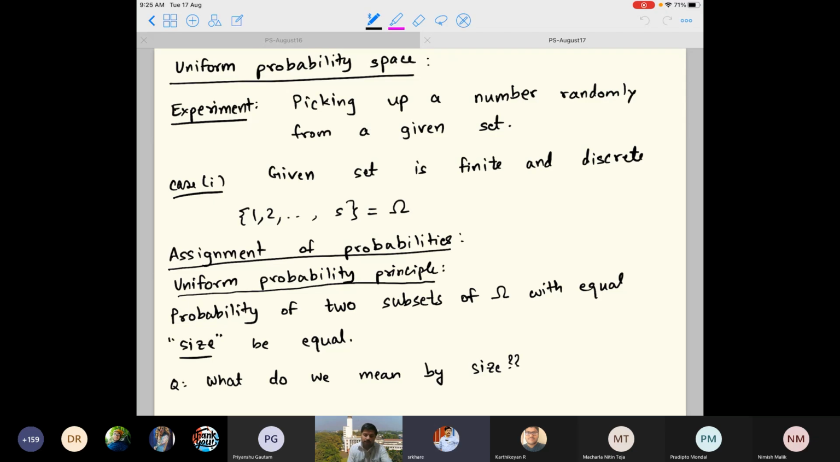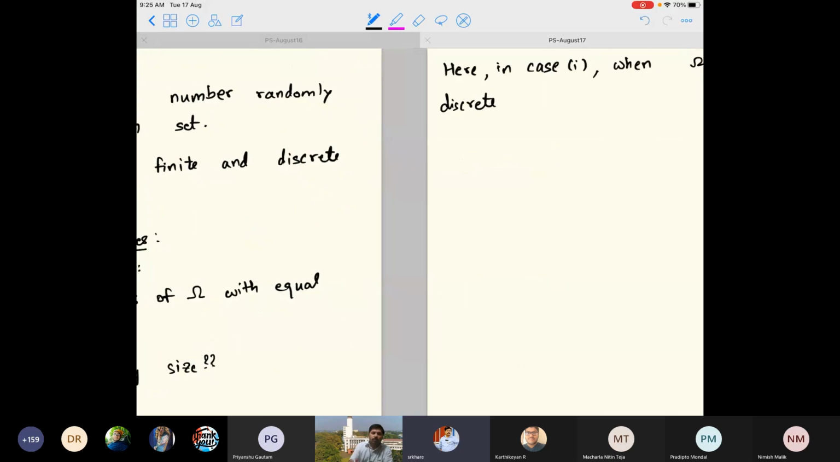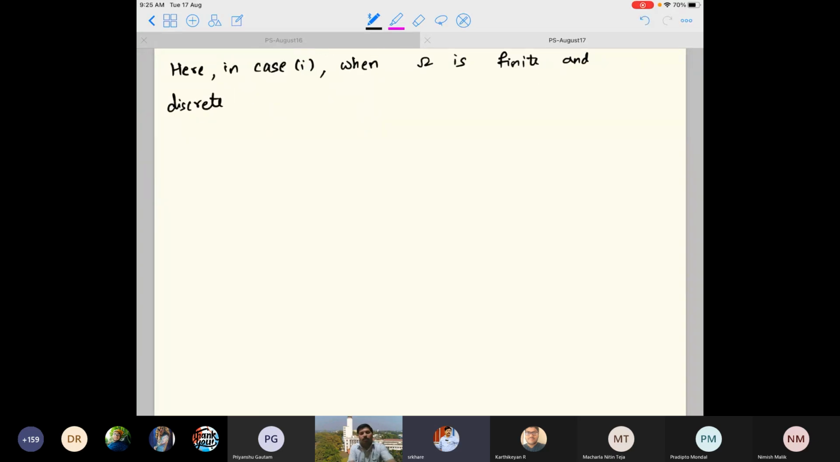So in case one, when omega is finite and discrete, meaning that it is of this particular form, omega is equal to 1, and so on. We can associate size to the cardinality.